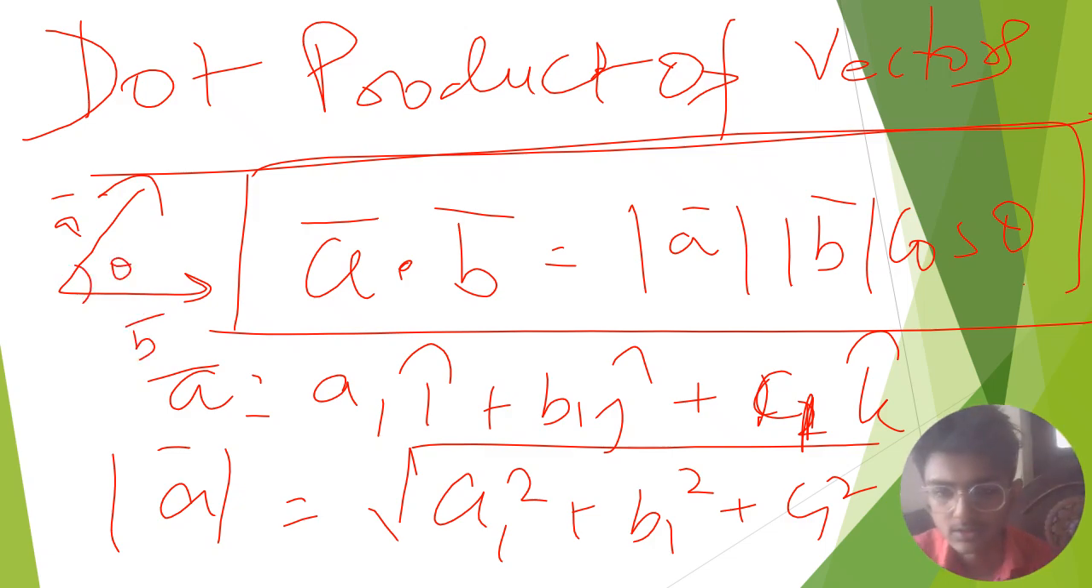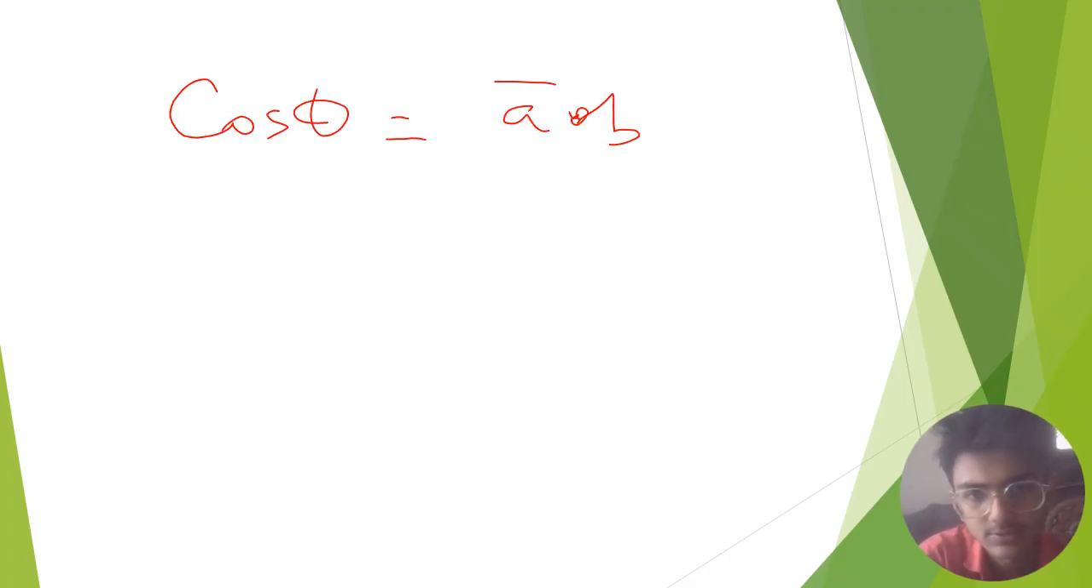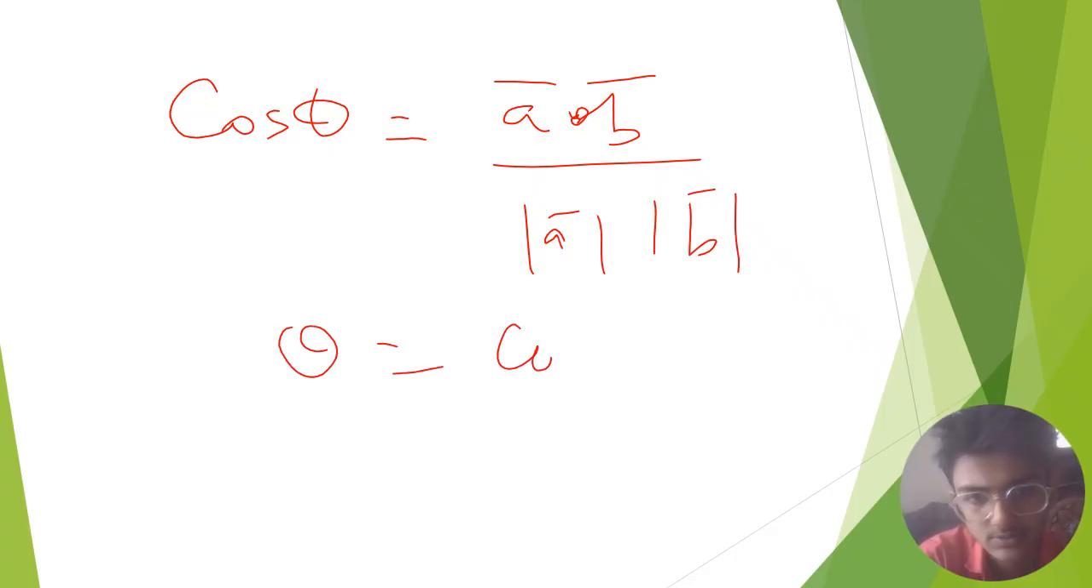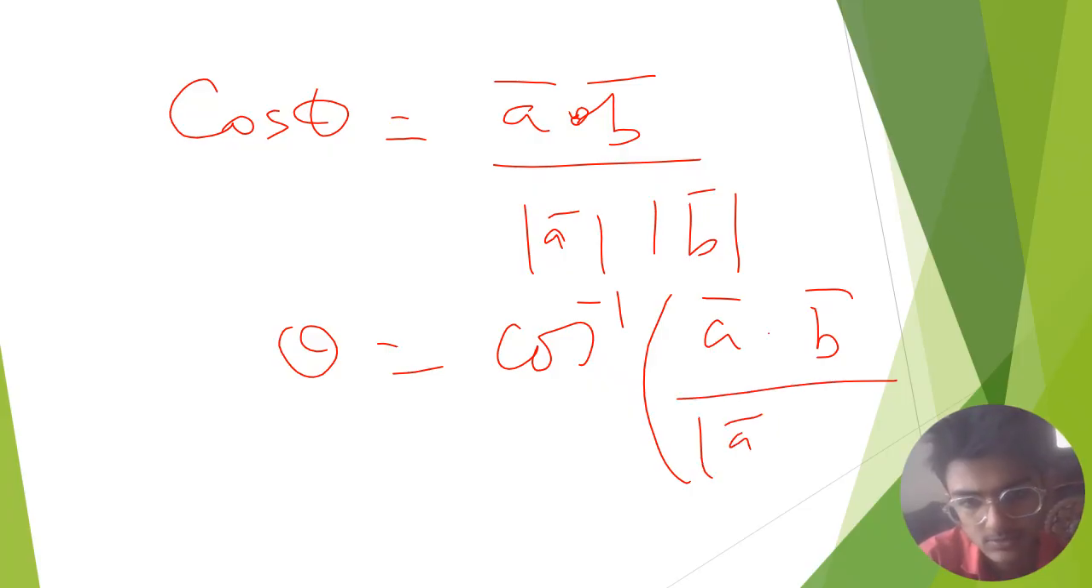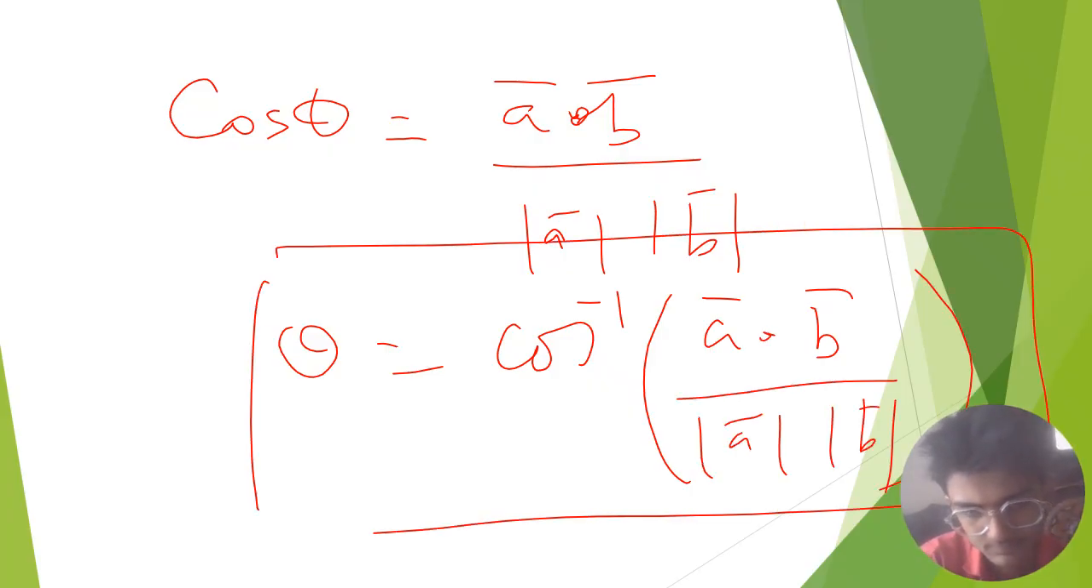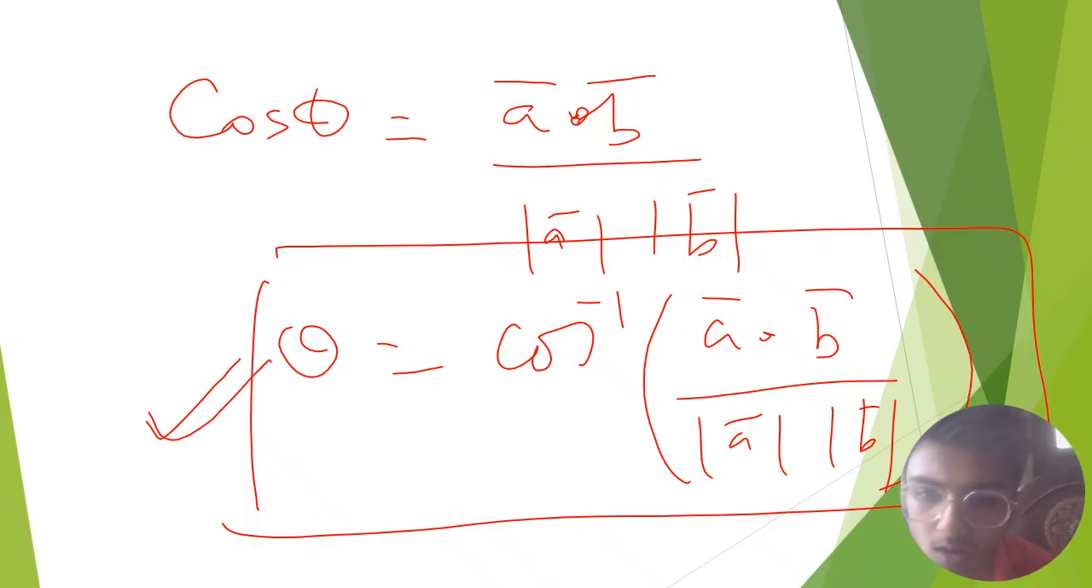Now if we are required to find the angle, we can just use that expression only, and we can use it like this. Now theta will be cos inverse of a dot b over mod a mod b. Okay, so I think it is clear to you, and now we will discuss projection of vectors.